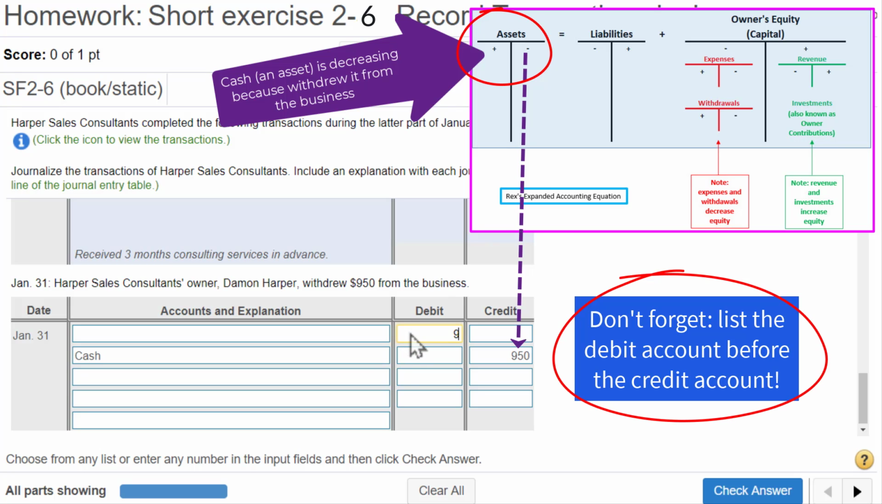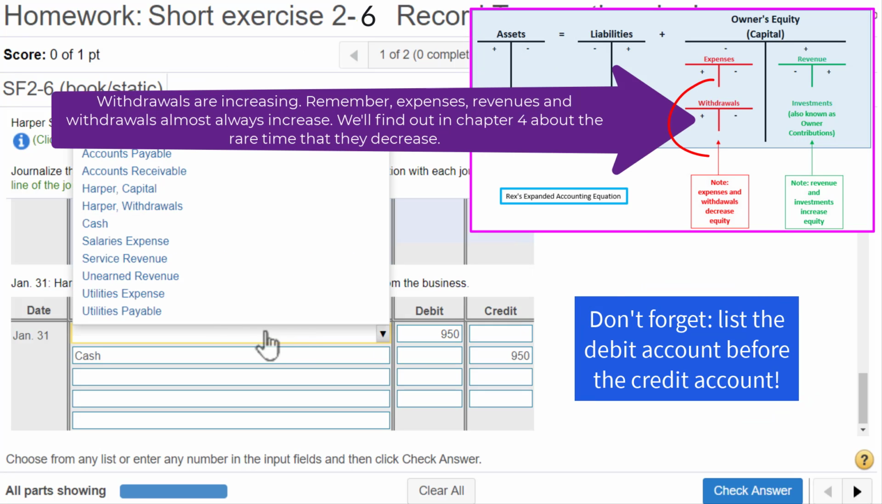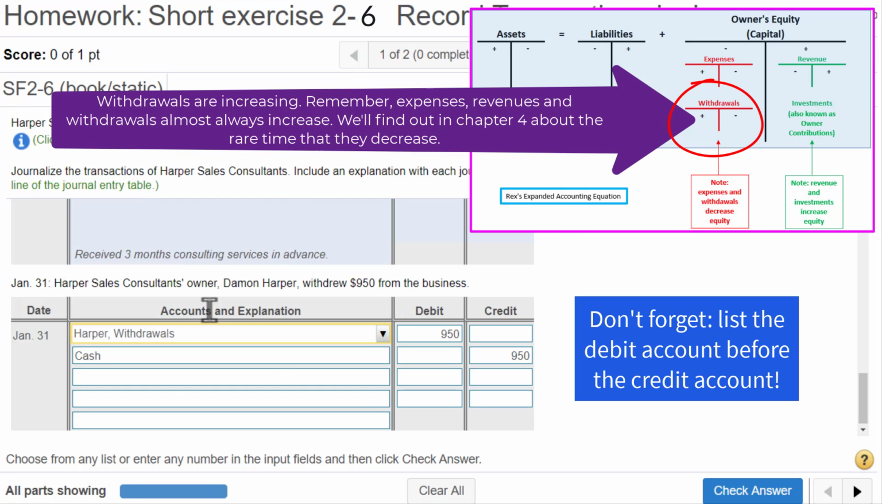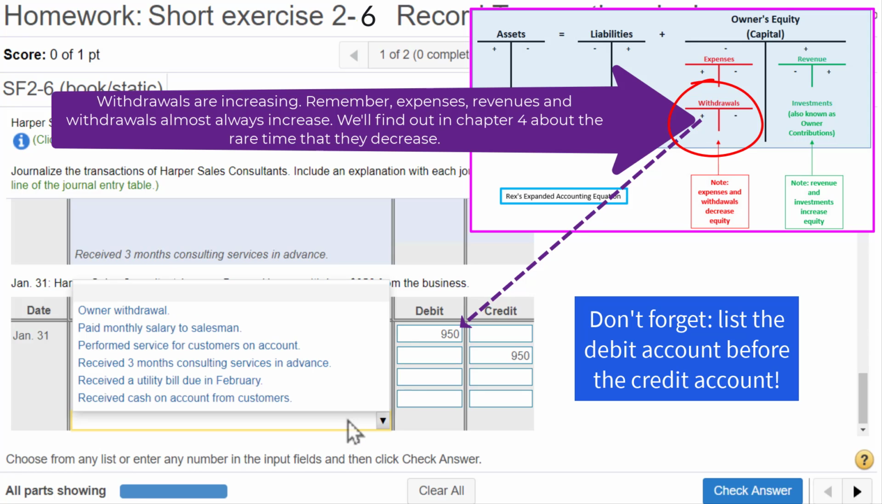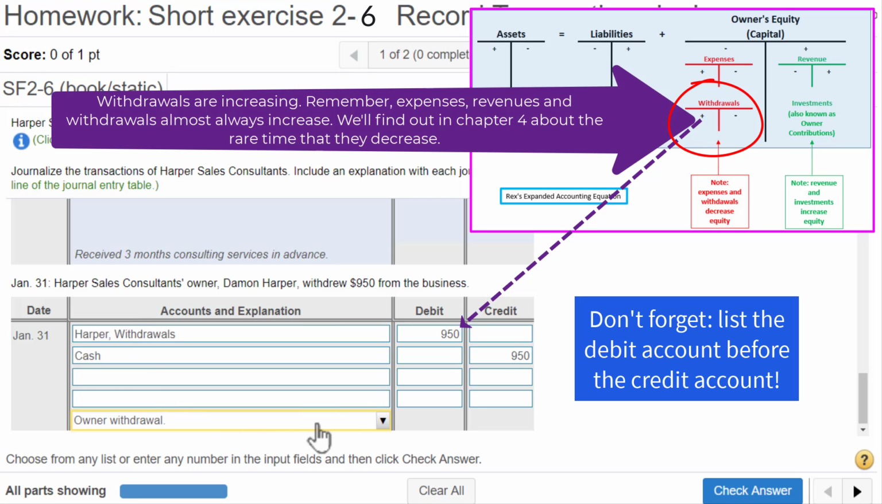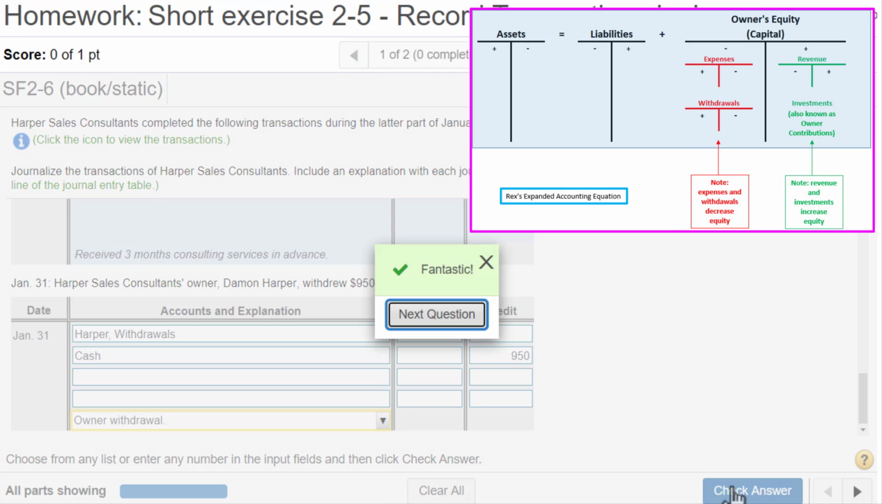So what's the debit account? Well, why is he taking money out? It's a withdrawal. And he has more withdrawals. And then let's look at the accounting grid. How do withdrawals increase? They increase with a debit. So that's why we're debiting withdrawals. So let's see here. Owner withdrawal. Check answer. Fantastic. And that's it.